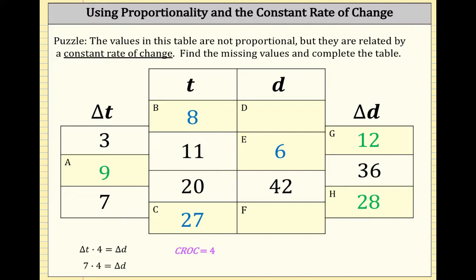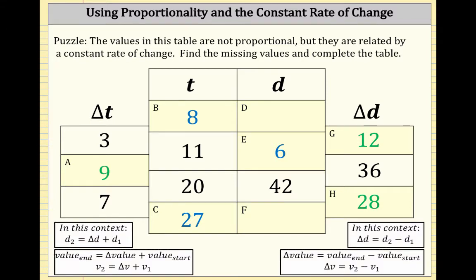Now after this, we have enough information to complete the remaining parts of this table. So we'll go back and remember what the relationship between changes is. We're going to focus on that idea of d2 is equal to some change in d plus d1. So first let's look at finding cell F. If we take 42 plus 28, that's going to give us 70. And what we're also trying to figure out for d is what plus 12 gives us 6. Well, it's going to have to be a number that's less than 6, so when you think about it, negative 6 plus 12 is going to be 6.